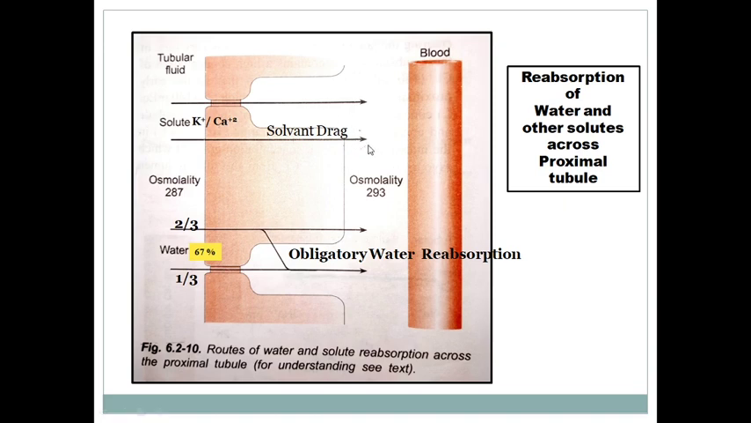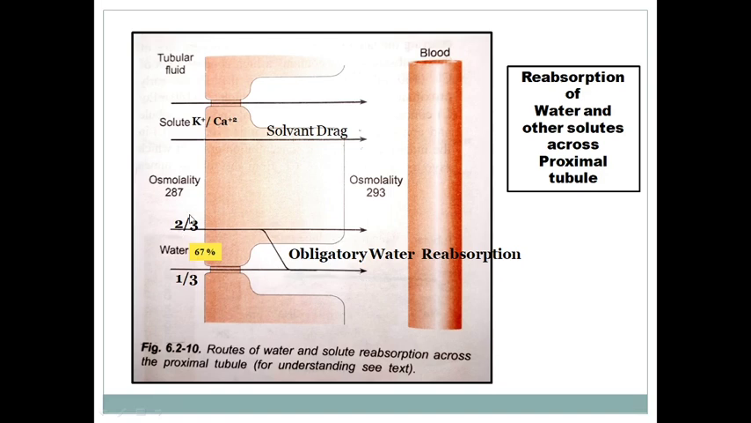Because of that, there is formation of an osmotic gradient between the tubular lumen and interstitium. So the osmolality of the interstitium increases to 293 milliosmol per liter, compared to the tubular lumen fluid, which is 287 milliosmol per liter. Because of that osmotic gradient, the water moves from the luminal space to the interstitium. That is called transtubular osmotic gradient transport of water.